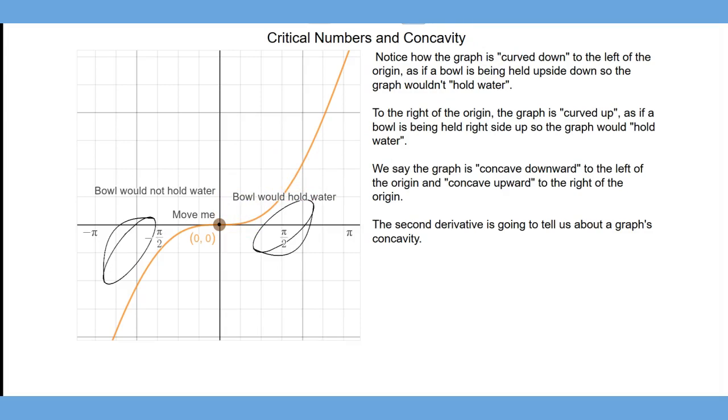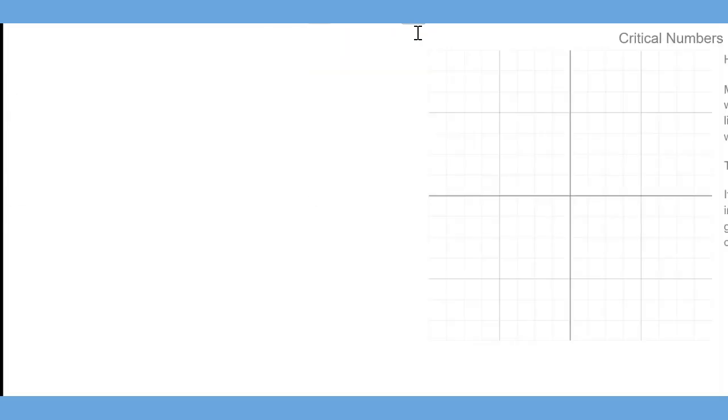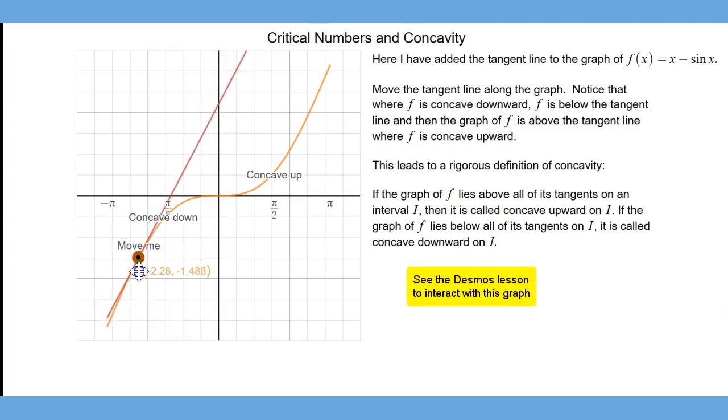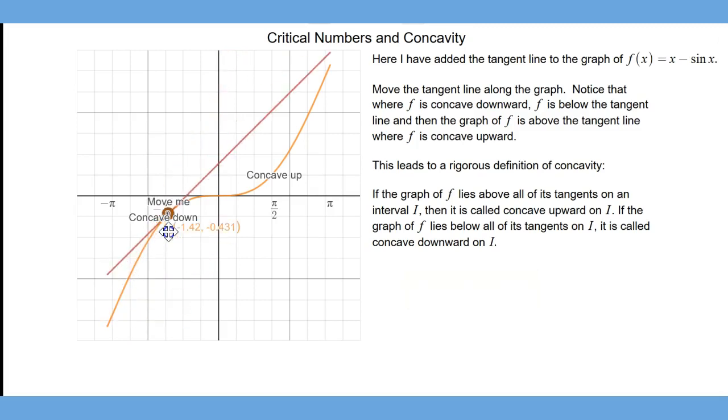Sometimes the concavity of a graph is very subtle, and it's hard to tell if it's concave up or down just by looking at the graph. Here it's pretty obvious. Notice the tangent line. I've added the tangent line to the graph of this function. It has a positive slope. It starts out positive, and then it's getting flatter.